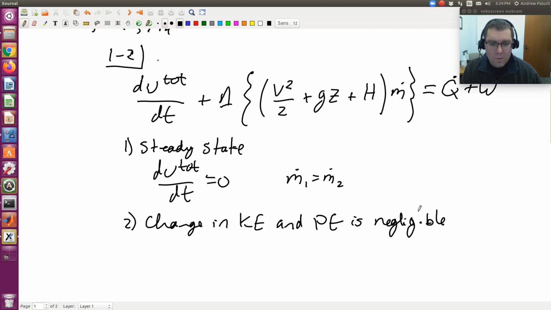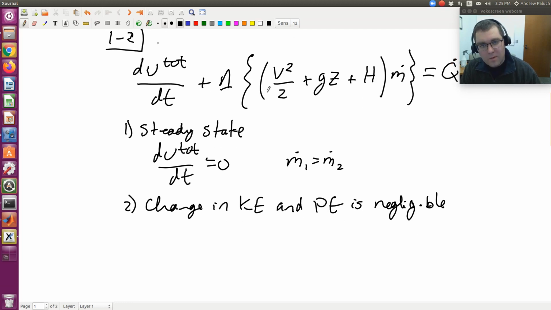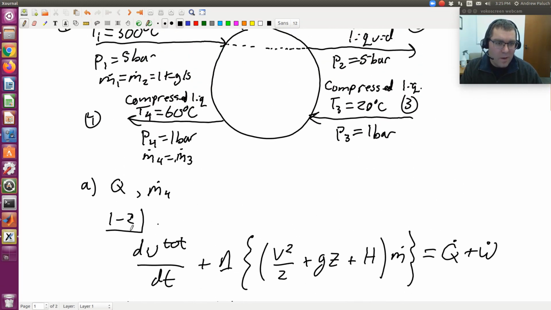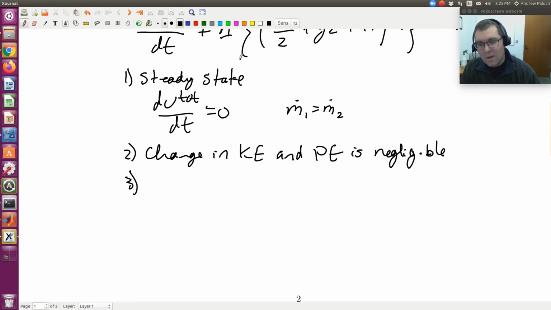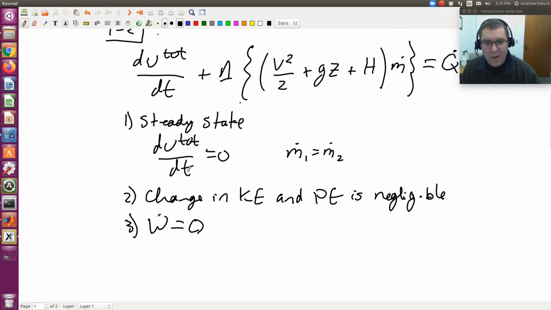Okay, cool. And so this term and that term will be 0. Okay, then 3. In the problem, we're not given anything that suggests that there's any sort of work produced or work done on our system. Essentially, there's no shaft work present. So I'll take W dot to be equal to 0, that there's no work exchange. So when we do all that, what I'm going to end up with is H2 minus H1, so delta H.